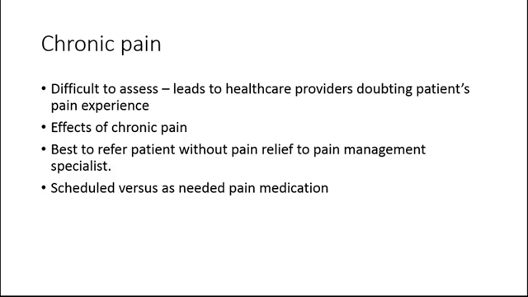Okay, chronic pain is probably the most difficult one for us to manage. It is difficult to assess. Usually, because it is so difficult to assess, it leads to healthcare providers doubting the patient's pain experience, and that's because we don't see the typical behaviors we expect to see with pain. And those typical behaviors we expect to see are the ones that we see with acute pain and not chronic pain. When we have chronic pain, patients may not exhibit the tachycardia, the tachypnea, the elevated blood pressure, the dilated pupils, the diaphoresis that occurs with the sympathetic nervous system response that we have with acute pain.